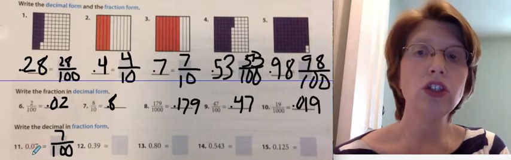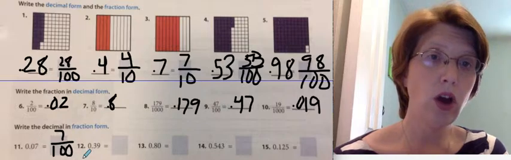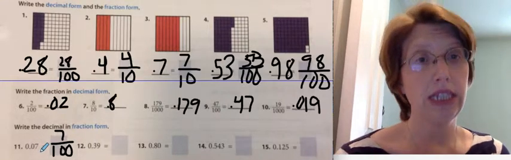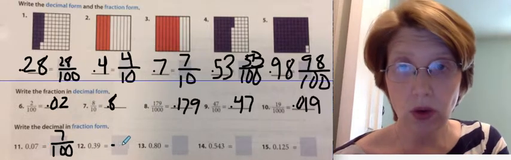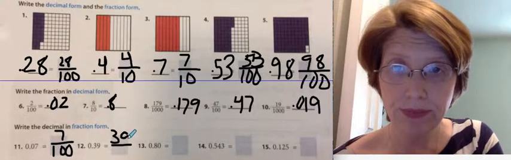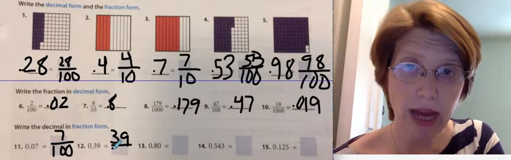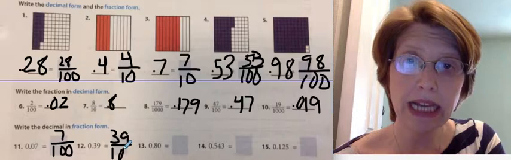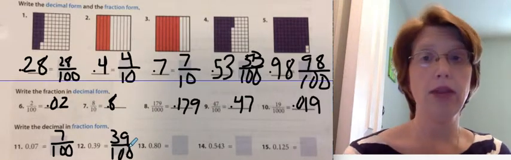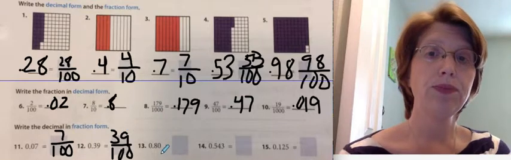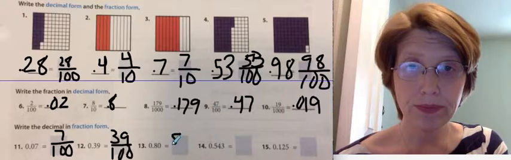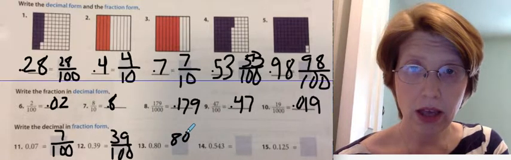Another way to know is that you're going to need a 0 on the denominator for every place you have behind the decimal. Okay? So if I write that number on top, 39, there's 2 numbers there behind the decimal. That means that I need to write 2 zeros on the denominator. So 39 hundredths. If I read this, that is 80 hundredths.